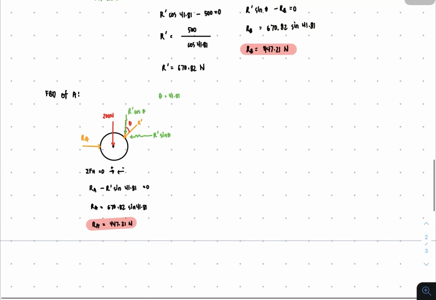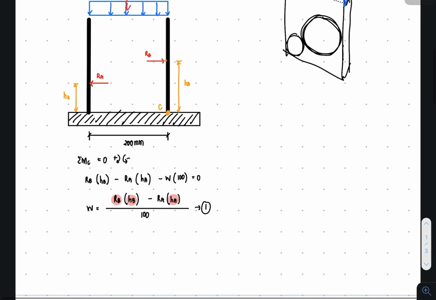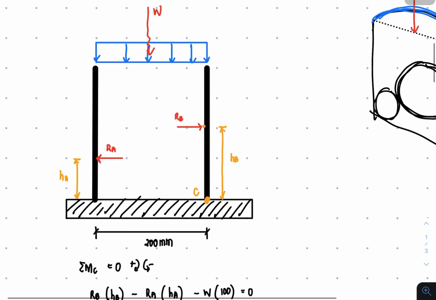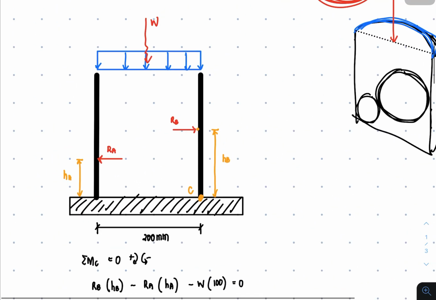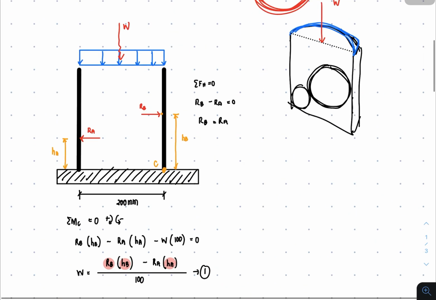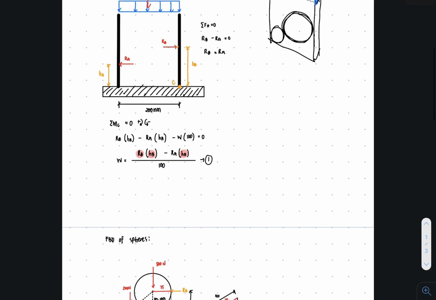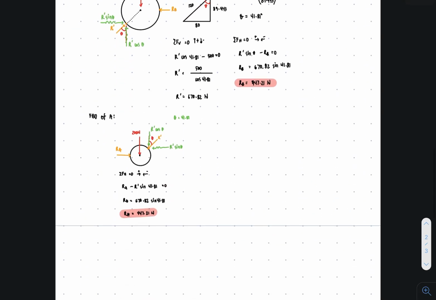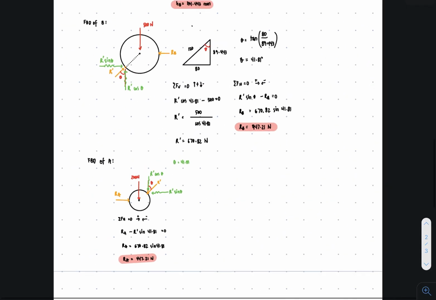How do we know that our RA and RB are correct? Actually, they are correct, because if we just consider this equilibrium, or this free body diagram, and have summation of forces horizontal here, there are two forces horizontal, so this is RB to the right minus RA to the left equal to 0. Therefore RB is just equal to RA. So it satisfies the equilibrium. That's why we obtained the same answer, 447.21 for both RA and RB.